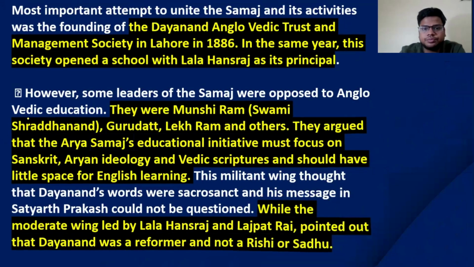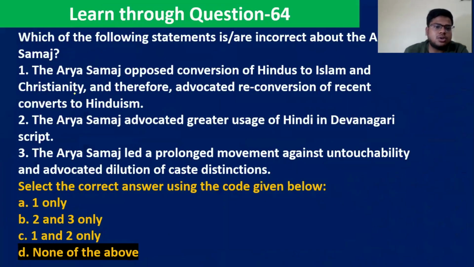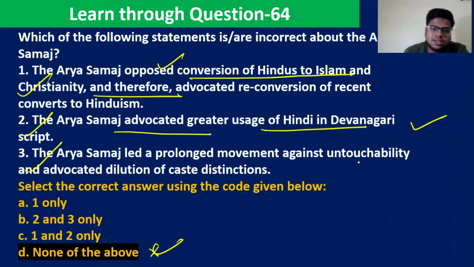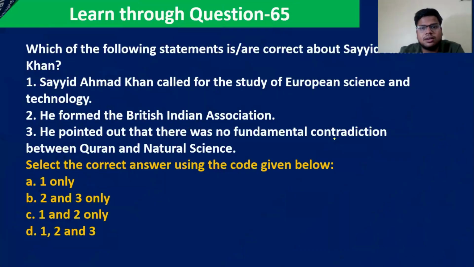Okay? Chalo. So the answer is all the three statements are correct, and thus the answer will be none of them. So Arya Samaj opposed the conversion of Hindus to Islam. Yes. Advocated the greater use of Hindi. Yes. Prolonged movement against untouchability. Yes. So all the three statements are correct.